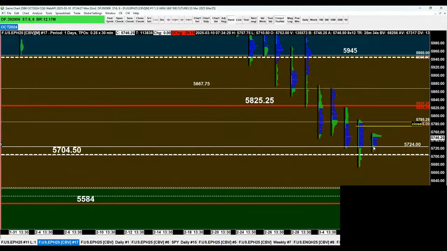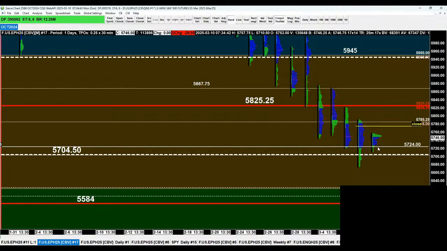You can see that the cost basis, which market profile traders call the value area, I simplify it a little bit by calling it a cost basis. It's where your inventory is priced. You can see that most of the cost basis is above 5724.